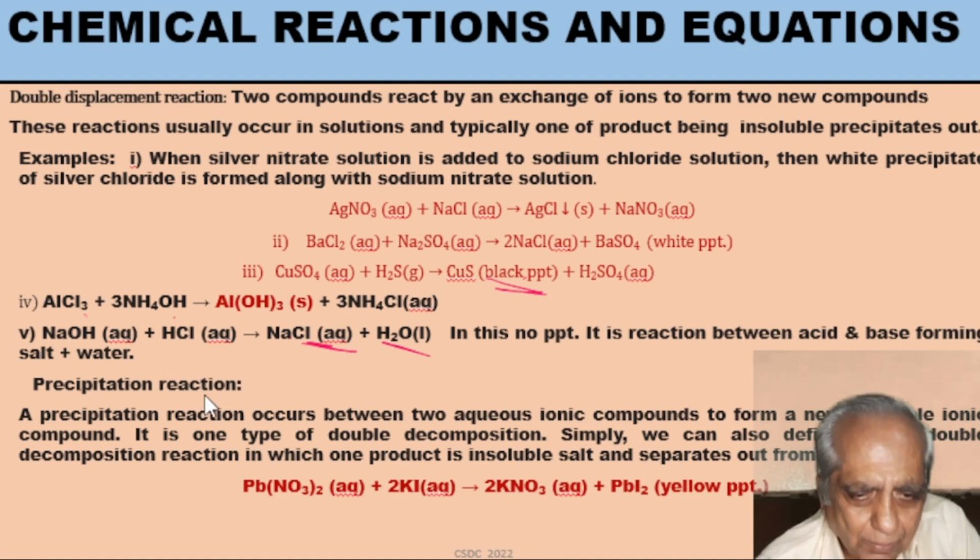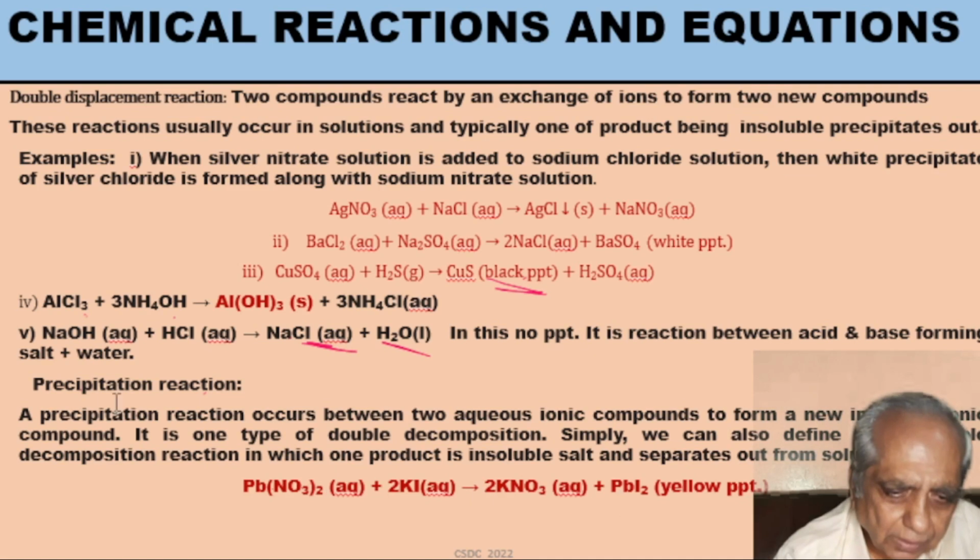I have given more examples. Lead nitrate plus potassium iodide will form lead iodide plus potassium nitrate. So this is aqueous solution. This is a yellow color precipitate. Is it all right?